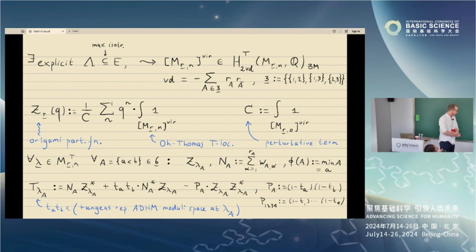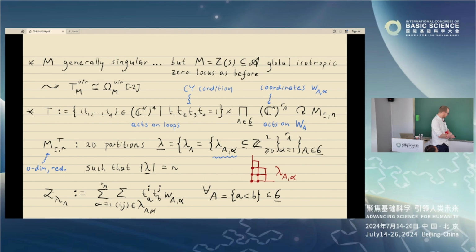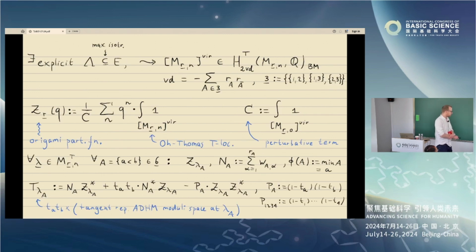Okay, so now there's some more notation we need, borrowed from Nekrasov. So for each fixed point λ bar and each capital A, a smaller than b, we already defined Z_{λ_A} on the previous page, this polynomial here. And now let's define some more quantities. N_A is the sum of all the framing parameters, W_{A,α}. Φ(A) will be the minimal element of the set A. And then there's this crucial quantity, T_{λ_A}. It's N_A Z_{λ_A}^* plus T_a T_b N_A^* Z_{λ_A}, minus a quadratic term. So P_A here is (1 minus T_a)(1 minus T_b). And for the next page, I'll also use P_{1234}, it's (1 minus T_1) up to (1 minus T_4).